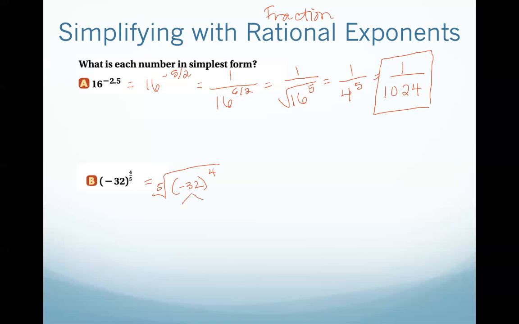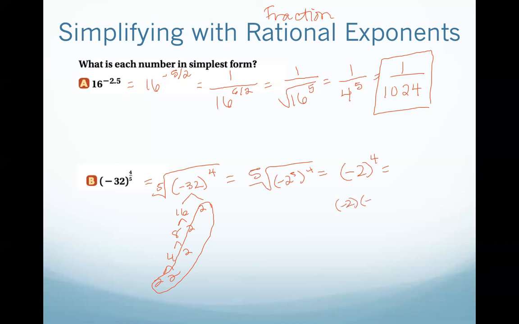So I'm going to say 32 factors into 16 times 2, which is 8 times 2, which is 4 times 2, which is 2 times 2, or maybe you already recognize it as a power of 5. So this is the fifth root of (negative 2) to the fifth, to the fourth. This means that I can rewrite this as negative 2 raised to the fourth power. Notice I keep the negative because the fifth root will stay negative. Negative 2 to the fourth power, or negative 2 times negative 2 times negative 2 times negative 2. I know the negatives are all going to cancel out, and that is 16.